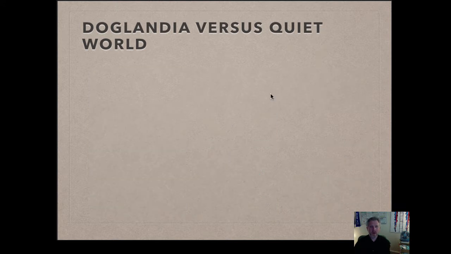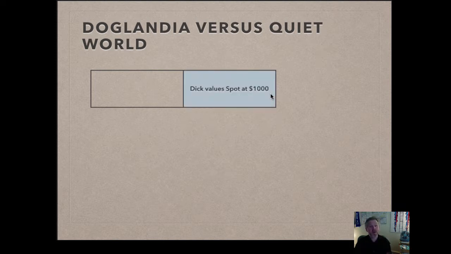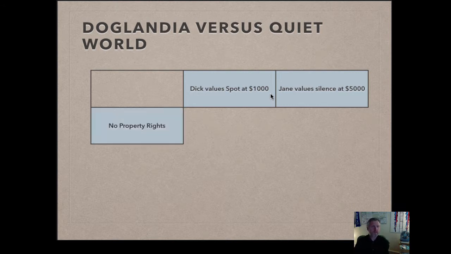All right. So now let's look at the opposite case, where their values are opposite of one another. So here, Dick is going to value Spot at $1,000, and Jane is going to value her silence at $5,000. All right. So again, we start in the world of no property rights. Who knows what will happen? It's hard for them to negotiate in a world of no property rights. The transactions costs are too high. The bargaining costs are too high.